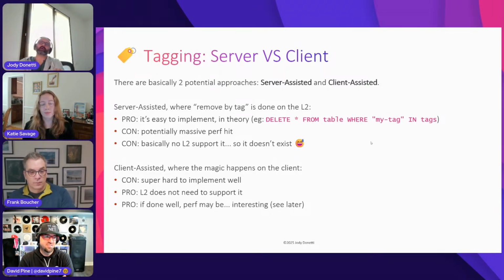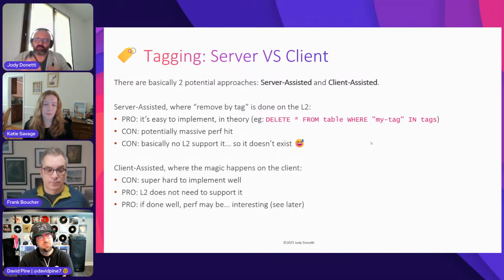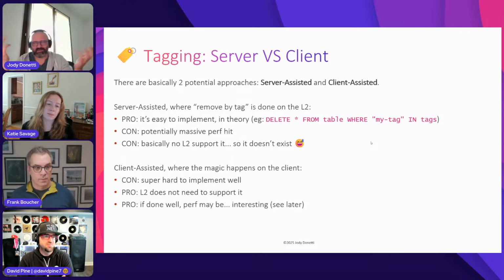So basically, there are two potential approaches, the ones I call server-assisted and client-assisted. The server-assisted one is where you can imagine the cache backend, like Redis, Memcached, whatever, natively supports in one way or another the remove by tag feature. The pro is that it would be easy to implement. Basically, you just call a command on the remote cache. And the con, by the way, is that it can have, as I said, a massive performance hit. Also, one last little detail is that basically no level 2 cache supports that. So it basically doesn't exist, so it's not an option.